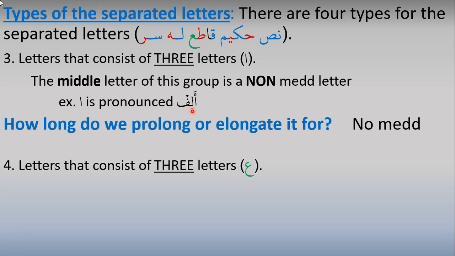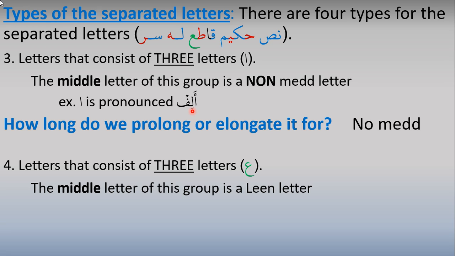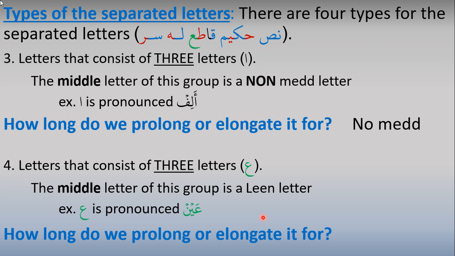Okay, the last one is the letters that consist of 3 letters, and this one only is the letter ain. The middle letter of this group is a lean letter. As we see, the ain is pronounced ain. So what is a lean letter again? A lean letter is the letter waw or ya with a sukun, in this case a ya with a sukun, preceded by a fatha, which is the fatha on the ain. So ayn. How long do we prolong this one? This one is prolonged for 4 or 6 harakat.